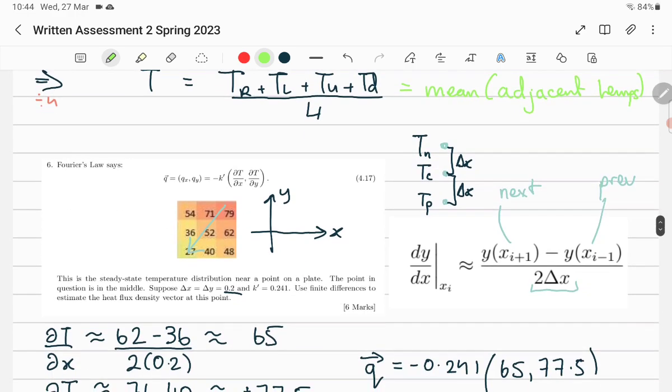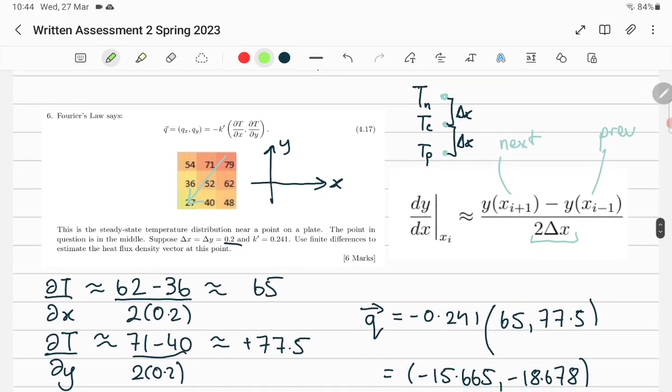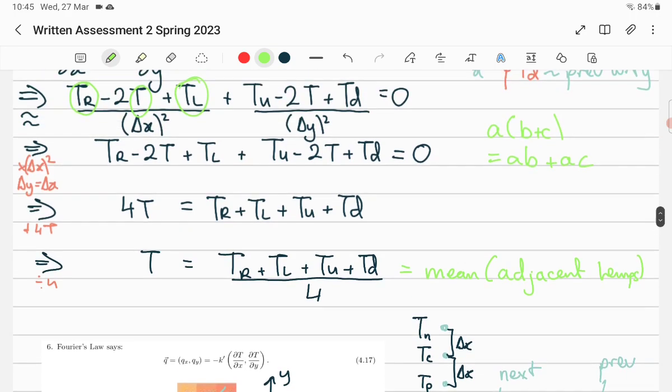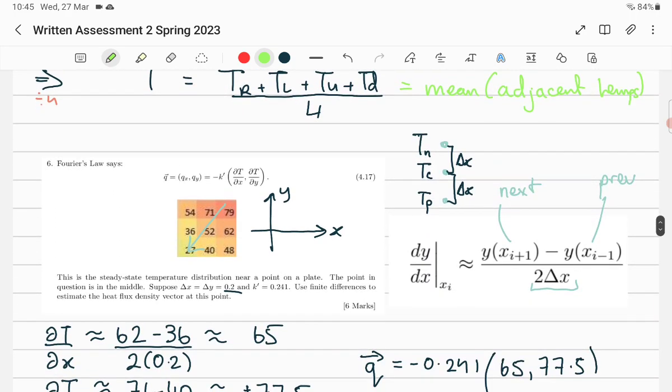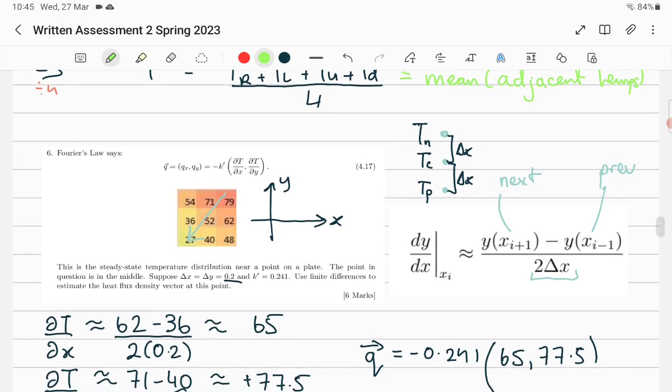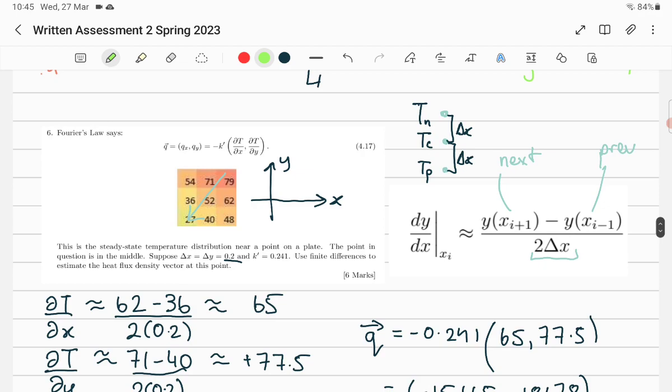Okay, another question now, Fourier's law. So here again, this is just a snapshot of the plate. It's actually not a million miles from the picture on the top right of your screen. You've got some current point, which is where the 52 is, and you've got an up temperature, a down temperature, a right temperature, a left temperature. The temperatures in the corners in this calculation don't play so much of a role.